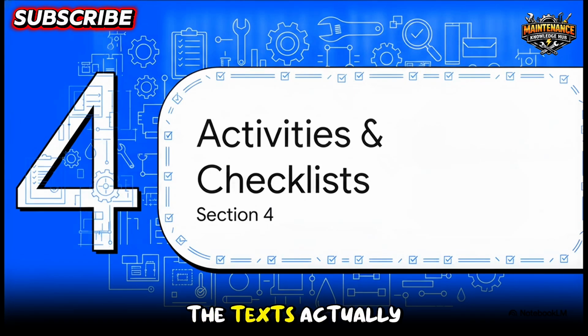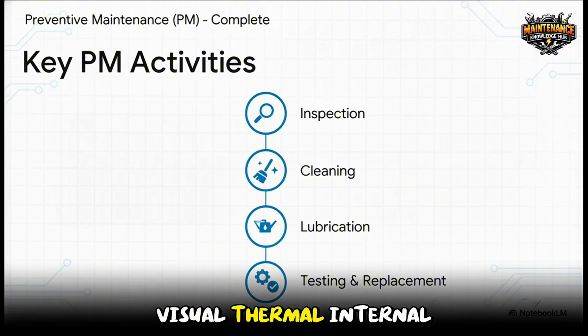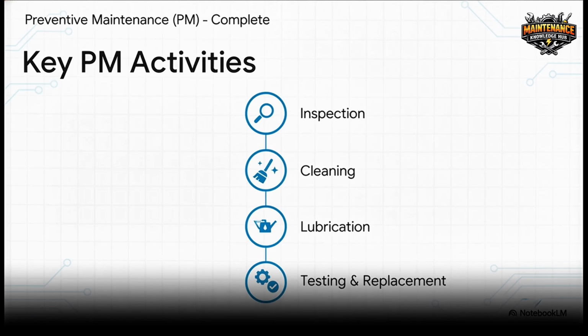So what are the techs actually doing out there? Well, a solid PM program revolves around a few core activities. It always starts with inspections, visual, thermal, internal. Then comes cleaning, like swapping out dirty filters. Next up is lubrication for bearings and gears. Then adjustments, maybe tweaking the belt tension.